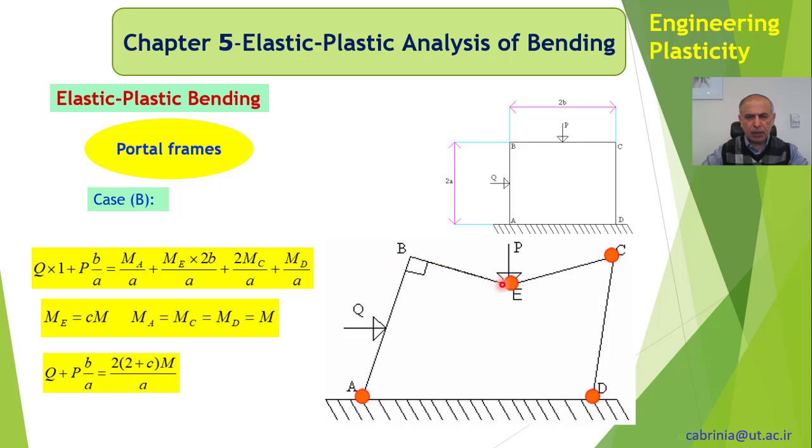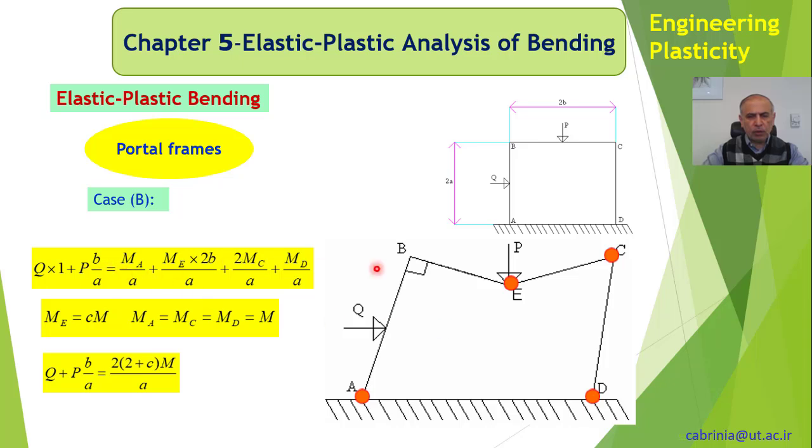Vp times B is equal to Q times A, because there the velocity should be the same. So we get Vp equal to B over A. You can very easily obtain this. Both Q and P play a role in the collapse load.